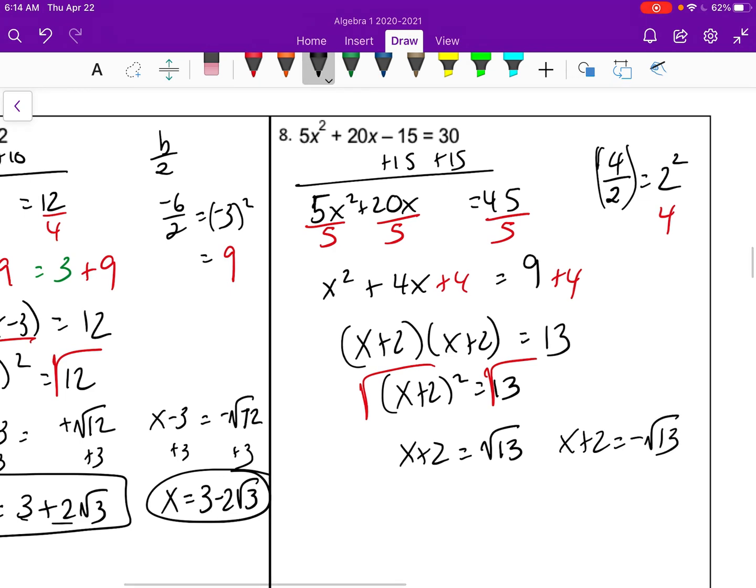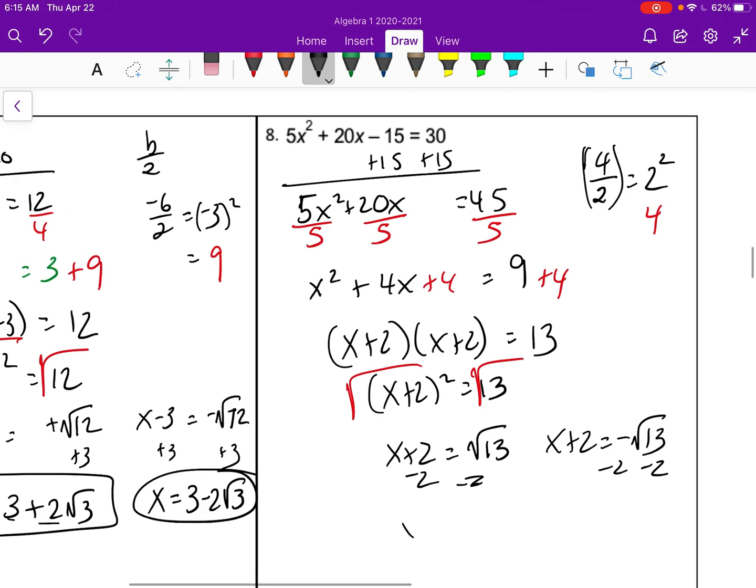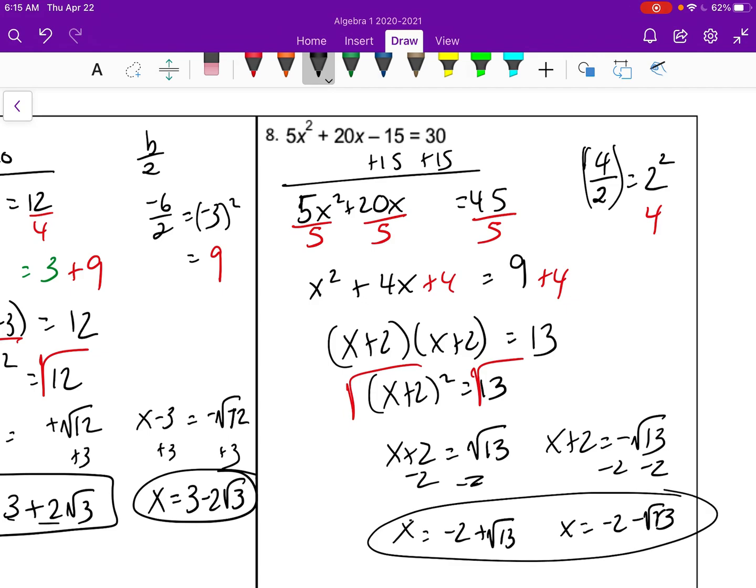Let's move these 2's to the other side. Oop. There you go. Minus 2, minus 2. And so we get x equals negative 2 plus root 13, and x equals negative 2 minus root 13. Okay, hopefully that makes sense.